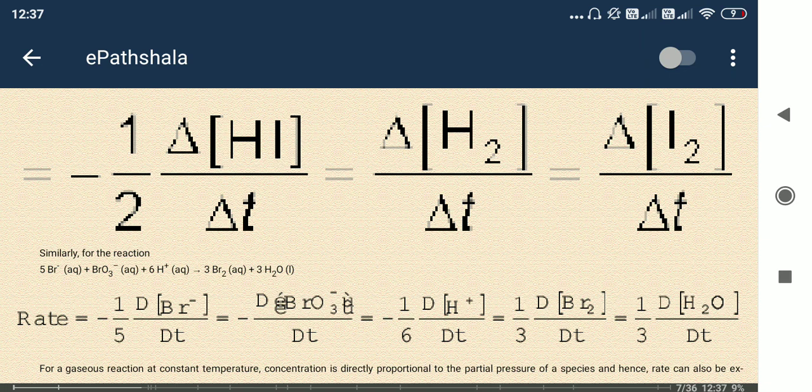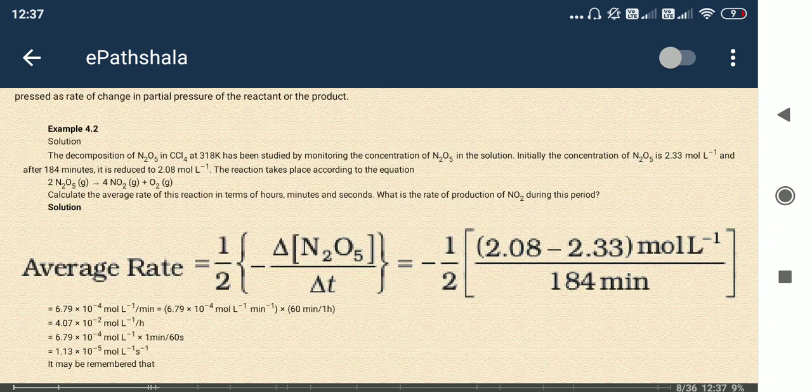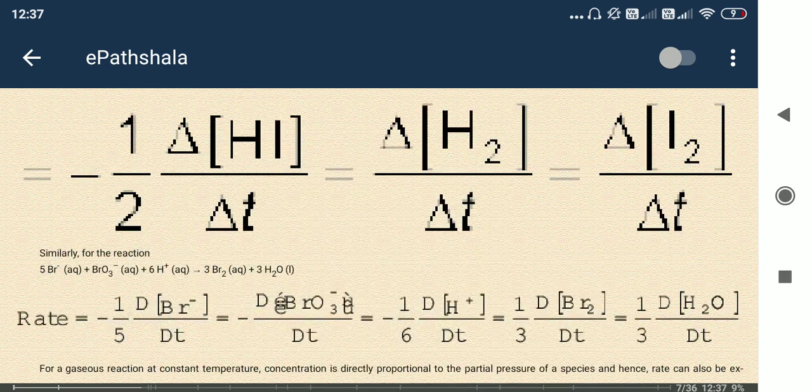Likewise you can see another example. See here, 5 Br minus was there, stoichiometric coefficient 5. So d Br minus by dt with 1 by 5 is written, right? So it will be equal to the conversion of BrO3, so d BrO3 minus by dt, it is equal.